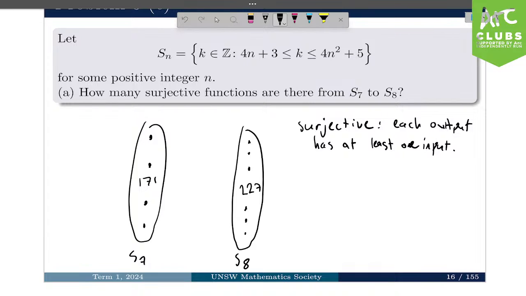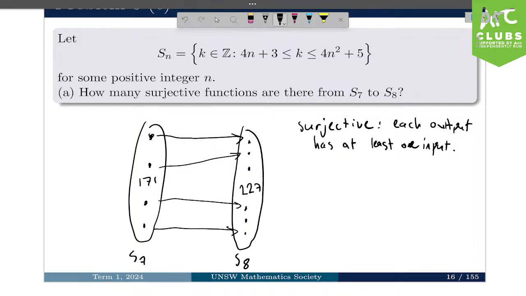Now, how do we go about counting how many ways there are of doing this? Don't know? Okay. So, if we think about it, each input in this domain can only map to one output in the codomain, right? So this one maps to one, this one can map to a different one, and a different one, and a different one, right?